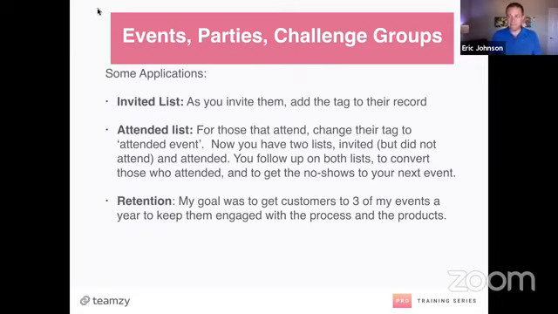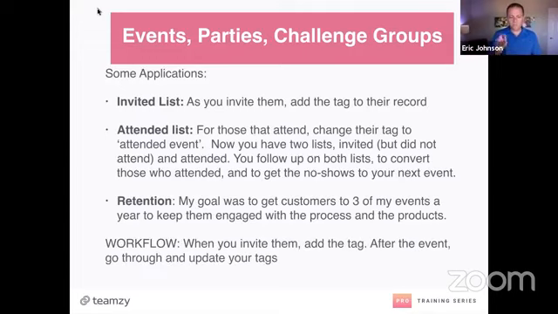Make sense? Or I can see that I've invited you to classes, but you haven't attended one. So that just gives me some information like, hey, I'd love to give you the value of coming to this class or whatever, coming to this event. Are you guys with me? Okay, so here's your workflow. When you invite them, add the tag, and after the event, go through and update your tags.